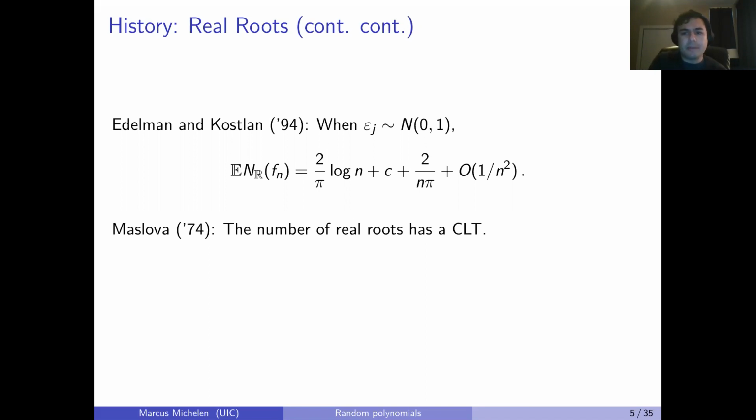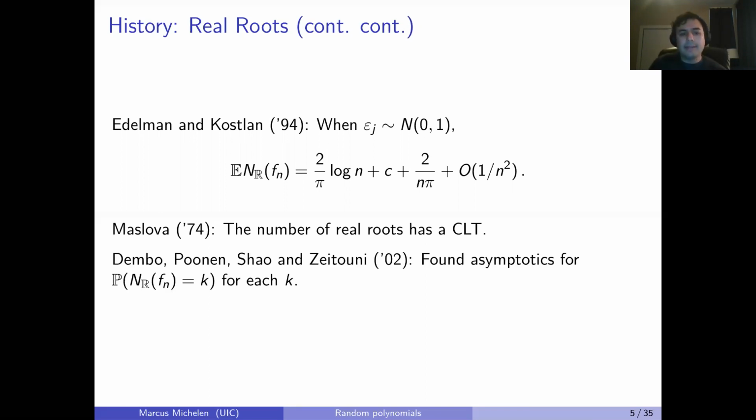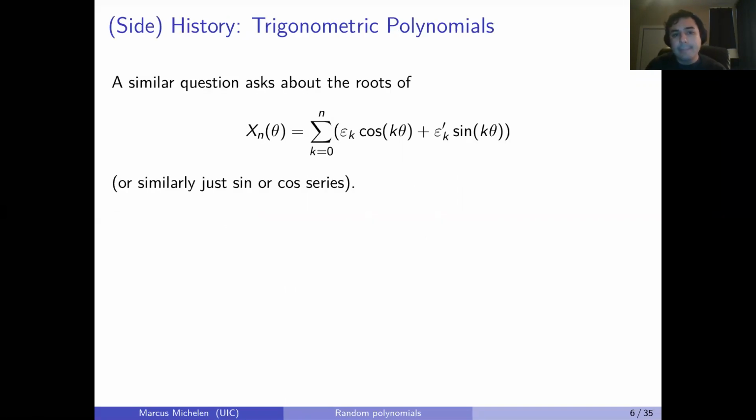Maybe the last real root result I'm going to mention here is Dembo, Poonen, Shao, and Zeitouni found sort of the lower tail for the number of real roots. So if you give me, let's say, k equals 10, they calculated the probability you have exactly 10 real roots. This decreases as some power of n. So this is just a quick history of what goes on for the real roots. The moral of the story is you have some number of real roots, and it turns out that that number is log n.